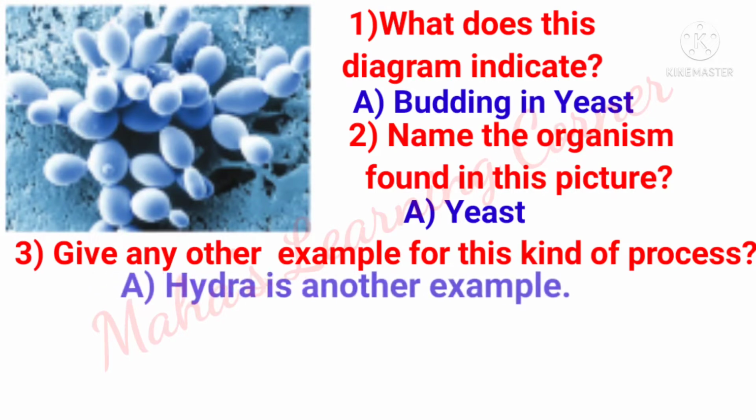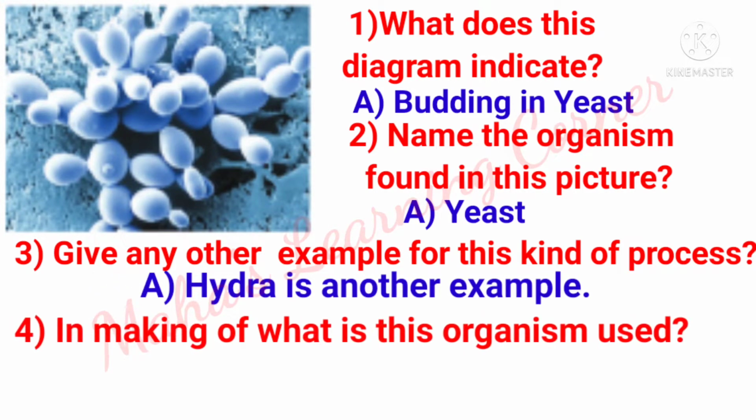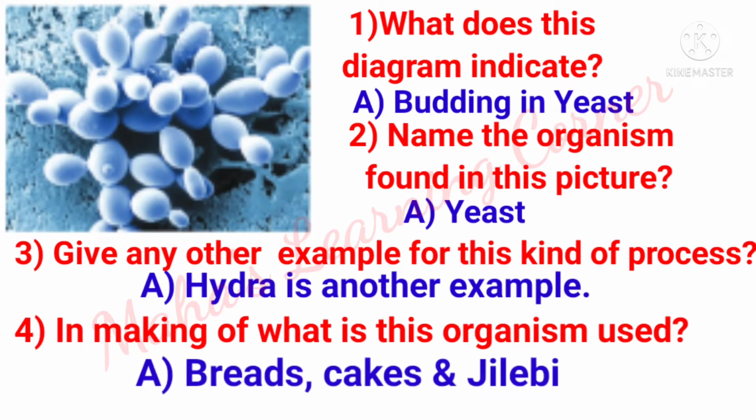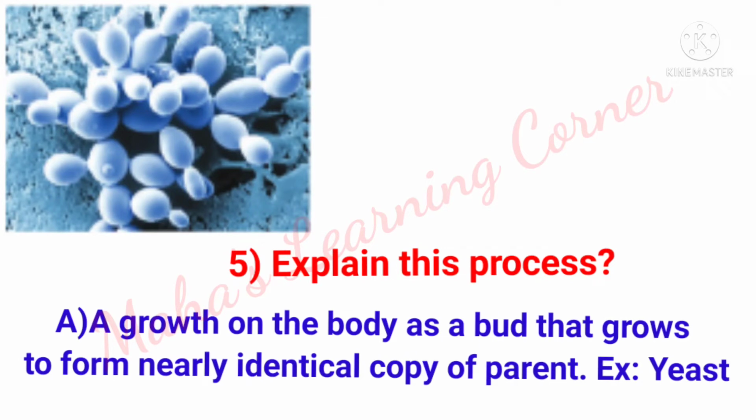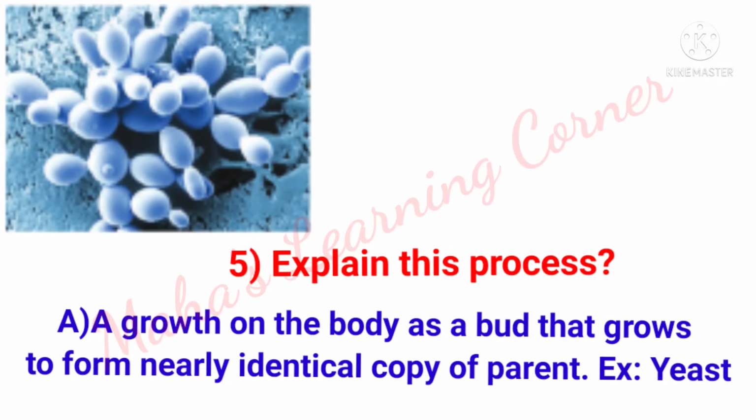Correct answer, hydra. Fourth one, in making of what is this organism used? Correct answer, in the making of breads, cakes and jalebi, this process used. Explain this process. Correct answer, a growth on the body as a bud that grows to form nearly identical copy of parent. When the bud totally grows, then it separates from the parent and survives independently.